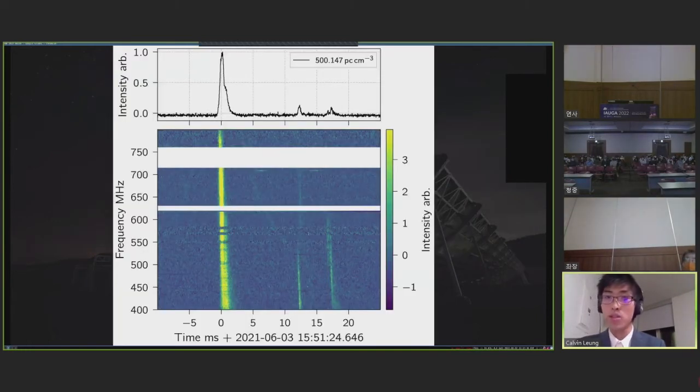I've shown you some telescopes. There are 3 of them. Now I'll show you some FRBs. Here's an FRB we caught last year in June. It has a DM of about 500 parsecs per centimeter cubed. And it is this FRB which we localized with VLBI at the time of detection.